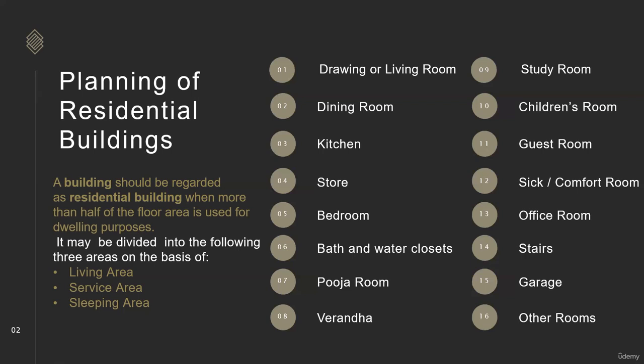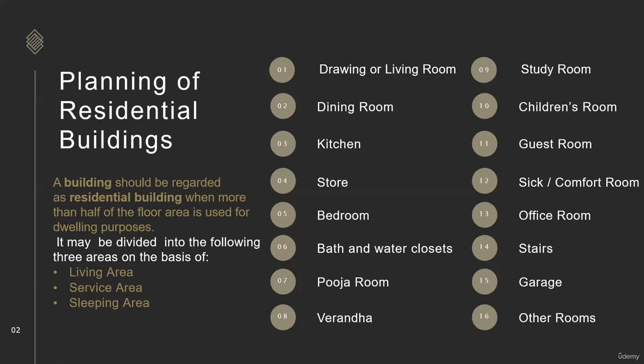Okay, but anyhow these three categories should be there. The living area should be there, the service area should be there, and the sleeping area should be there. Other than that, you can go for some extra rooms or some extra components also, you can add those. But these are the basic components which should be there in any residential building.